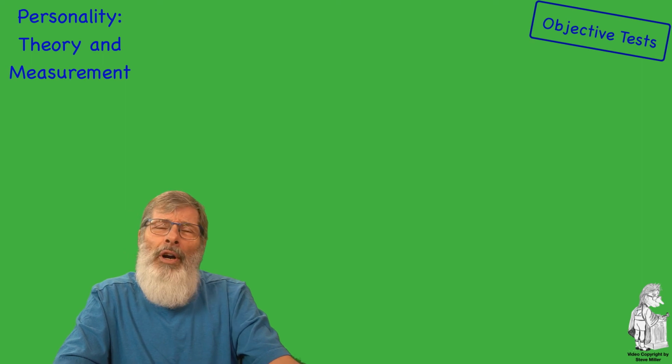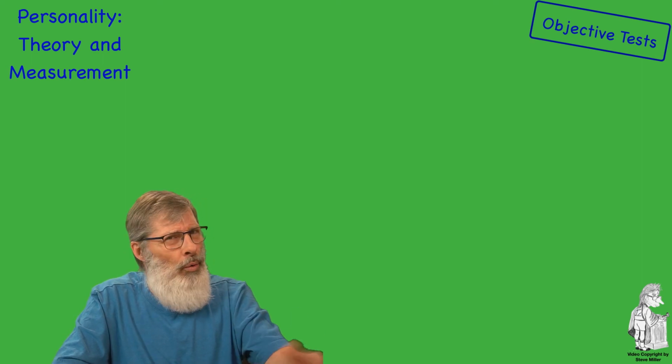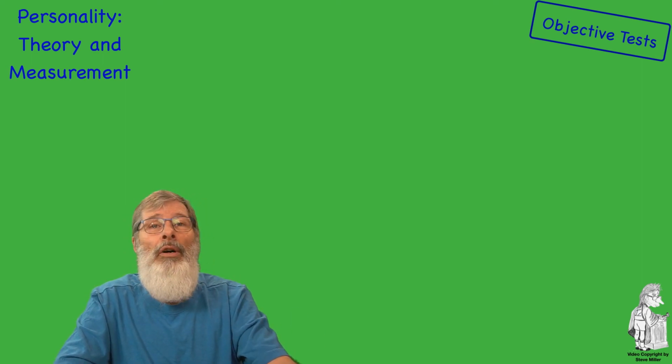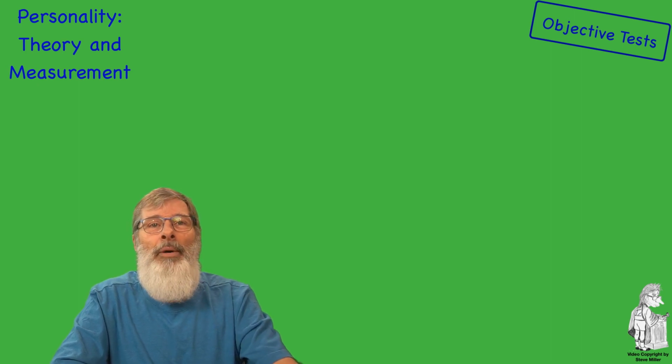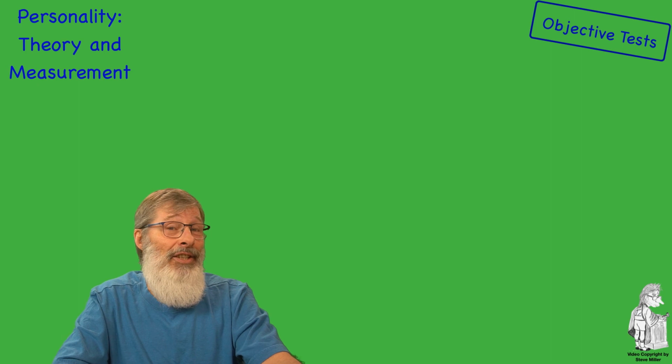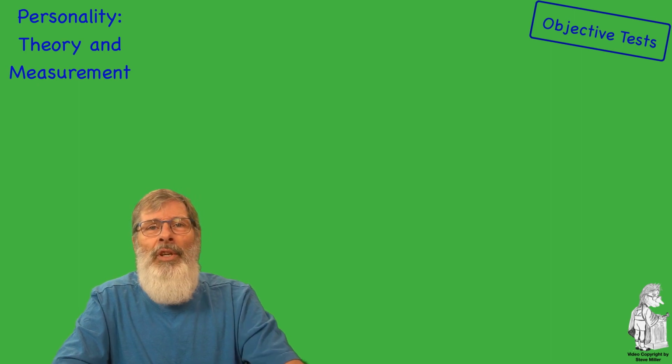The two that we're going to reference, and it might make more sense as to what they are when you hear them, are the Rorschach inkblot test and the Thematic Apperception Test, or the TAT. We'll start with the Rorschach inkblot test.